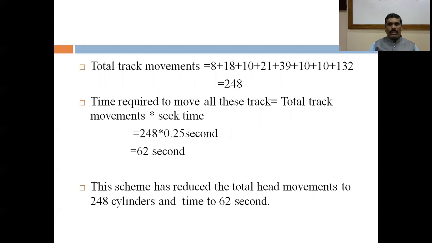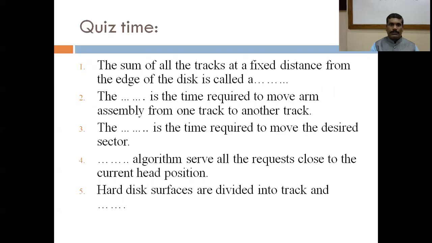So total track movements in this case are 8 plus 18 plus 10 plus 21 plus 39 plus 10 plus 10 plus 132, that is total 248 tracks. Total time required to move all these tracks is equal to total track movements into the seek time, that is 248 into 0.25 seconds, that is 62 seconds required. So this scheme has reduced the total head movements to 248 cylinders and time to 62 seconds.